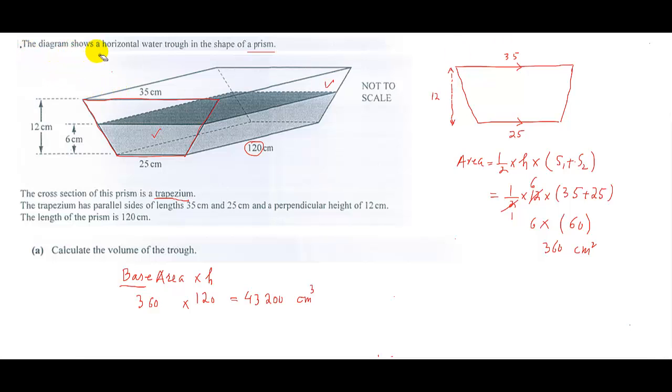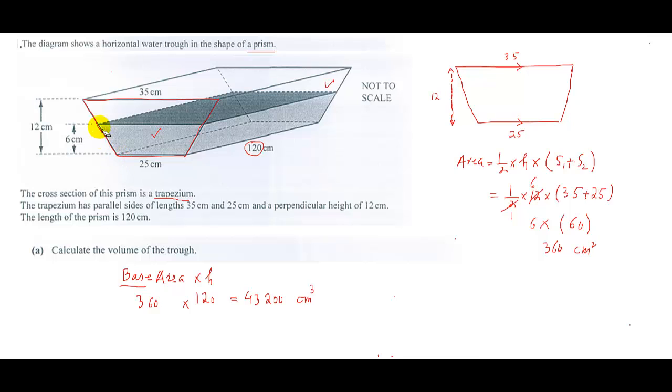The diagram shows a horizontal water trough in the shape of a prism. The cross section of the prism is a trapezium and the length of the prism is 120 centimeters. So calculate the volume of the trough.